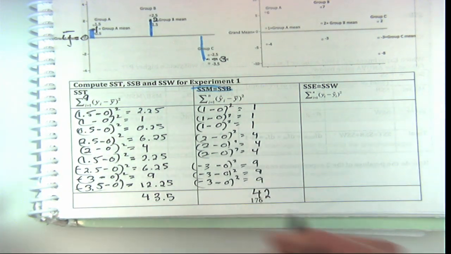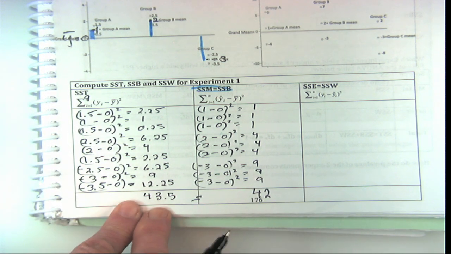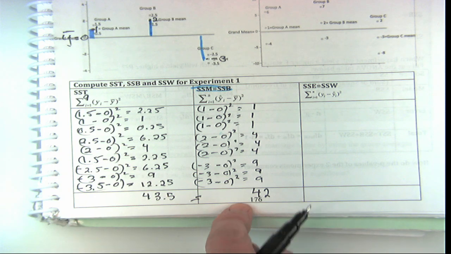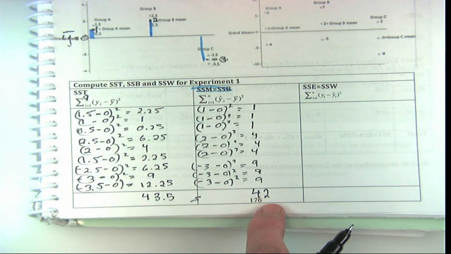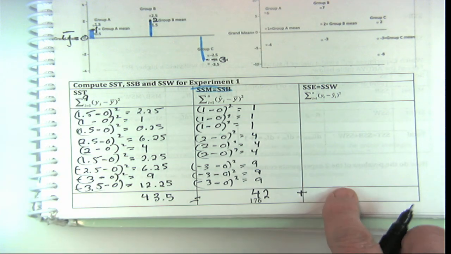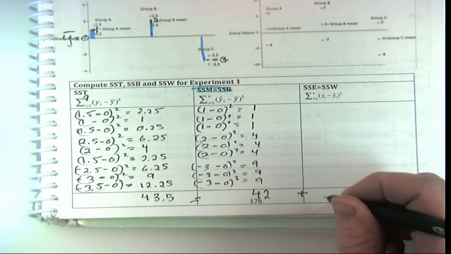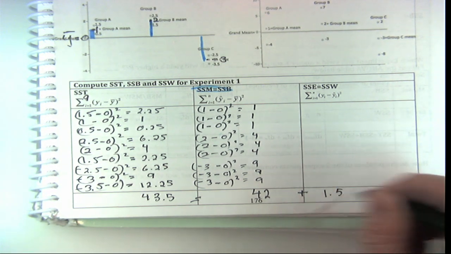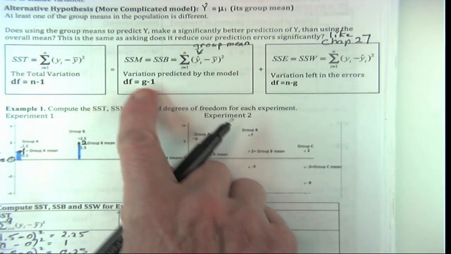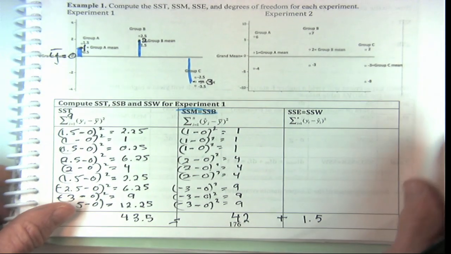Now, remember how this sum of squares total is going to be equal to our sum of squares model, which we're calling the sum of squares between, plus our sum of squares within. So what should this equal? We know that, if we do the arithmetic right, this should equal 1.5, because that's what analysis of variance does. And let's make sure it does do that.